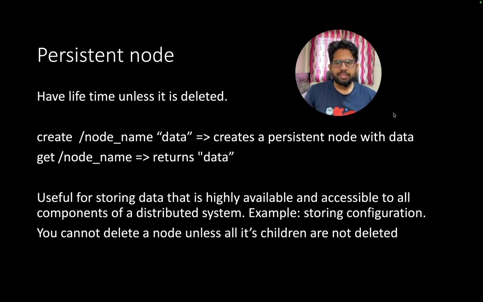The first type of node is the persistent node. As the name suggests, a persistent node is a node which never gets deleted unless you actually go ahead and delete it. As the definition says, it has a lifetime unless it is deleted. And it is useful for storing data that is highly accessible and available to all the components of the distributed system, for example, configuration. So you store data and you want that data to be available to everyone and you don't want that data to be lost. In such cases, you use a persistent node. Let me open the terminal and show you how we create a persistent node and what its properties are.